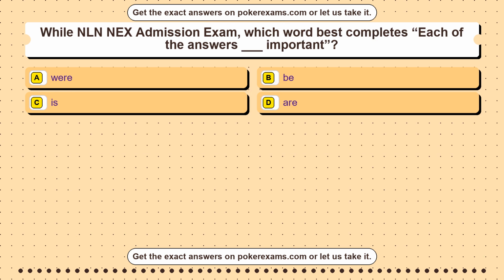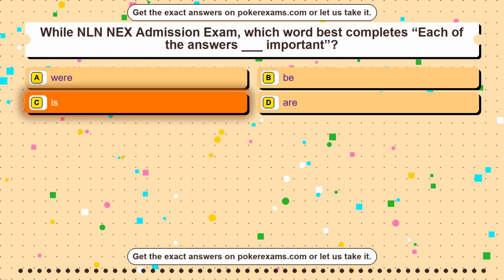Question 7. While NLN NEX Admission Exam, which word best completes each of the answers blank important? Option A, were. Option B, be. Option C, is. Option D, are. The correct answer is option C, is.